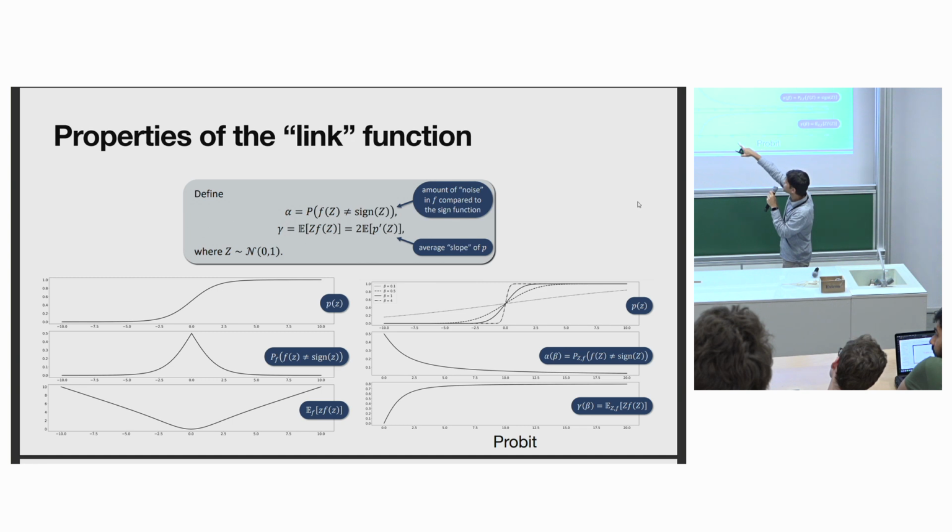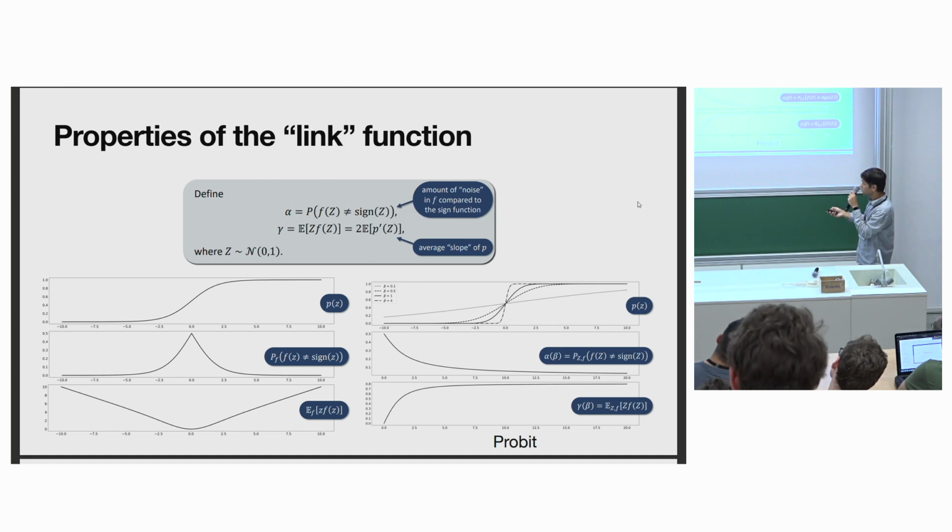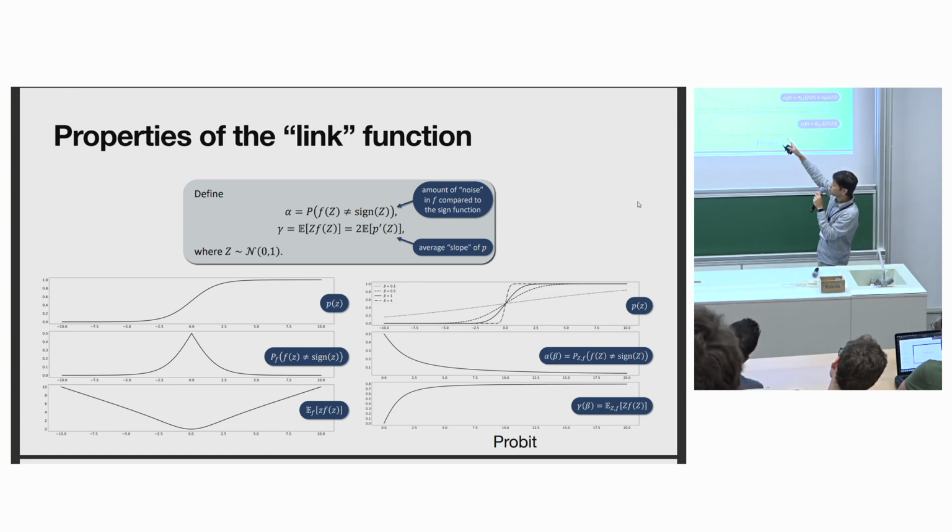Also, we need to know the average slope of this p(z). Since we are assuming Gaussian covariates, this comes from Stein's lemma. It shows up as the slope of this function, but it is not really the slope; it is the expectation of z times f(z). I don't think I have time to elaborate on these two quantities, but they are essential in our result.